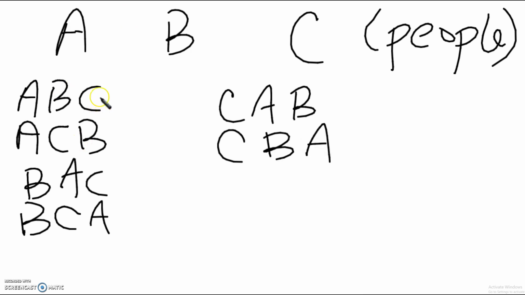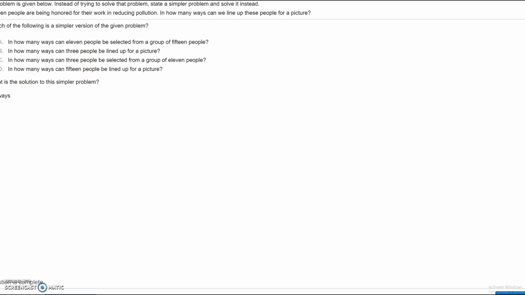And then we'll just add up the different possibilities for the lineup, and we would find that there are 6. 1, 2, 3, 4, 5, and 6. And then that's the answer to that question.